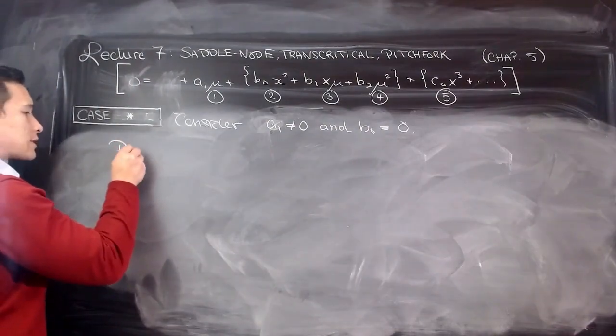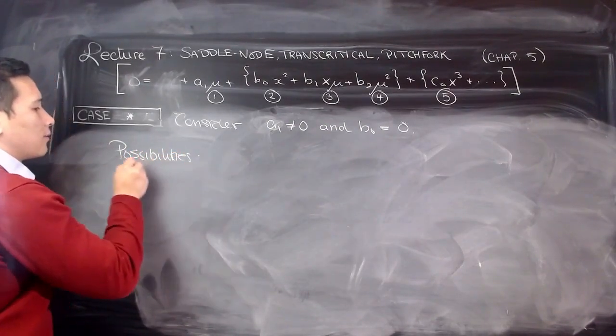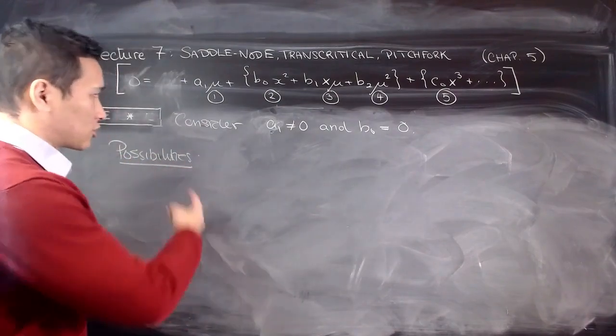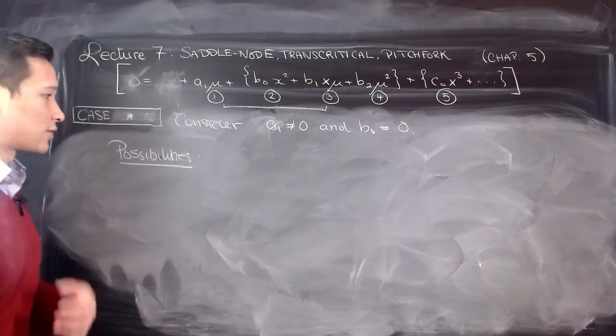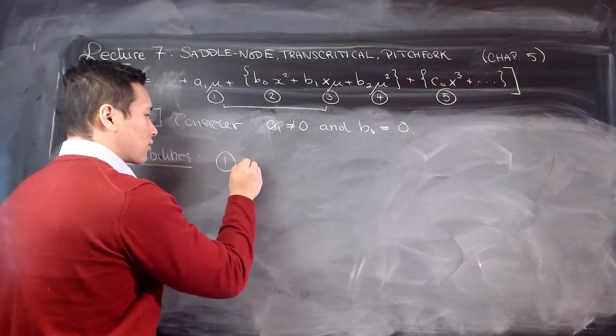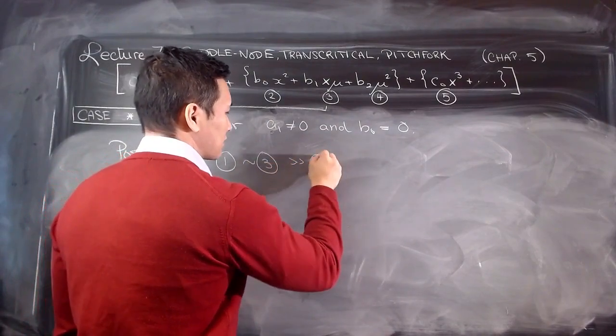There's a few possibilities to go through, but the most obvious one, because you don't really know what to do, you just try the obvious one, which is I'm going to balance 1 and 3 together, because 2 is not going to exist. So I'm going to balance 1 and 3, and I'm going to try to see, is that much greater than 4, 5, and 6, and so forth and so on.